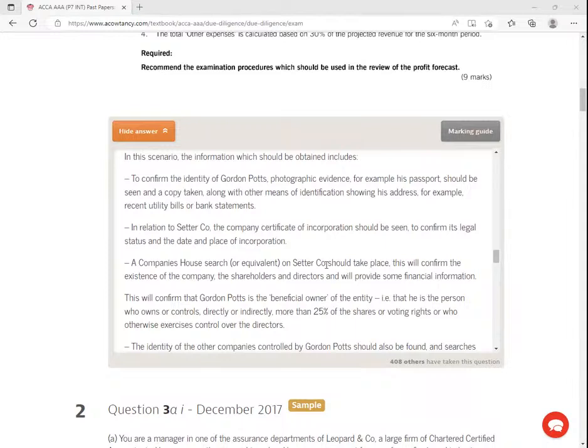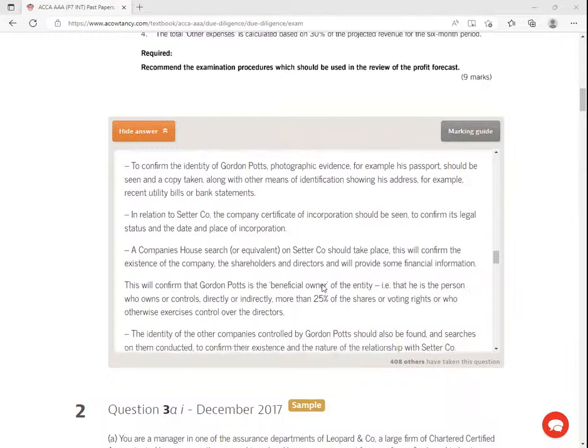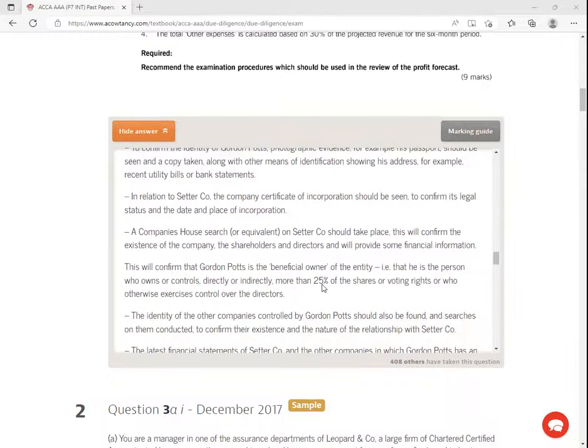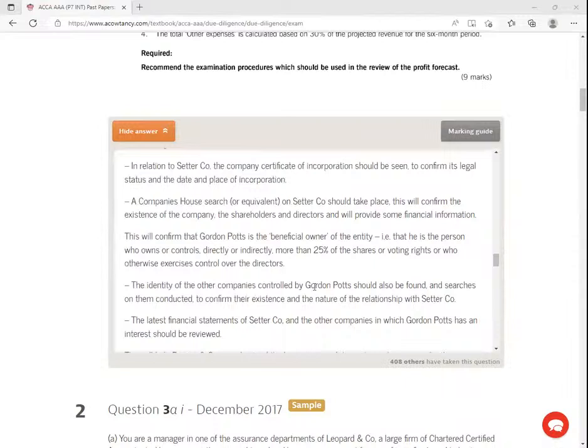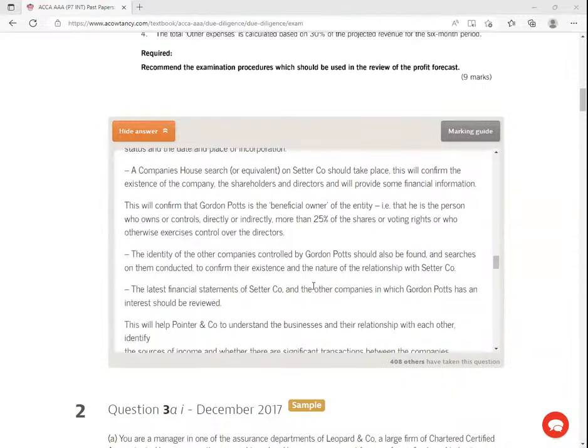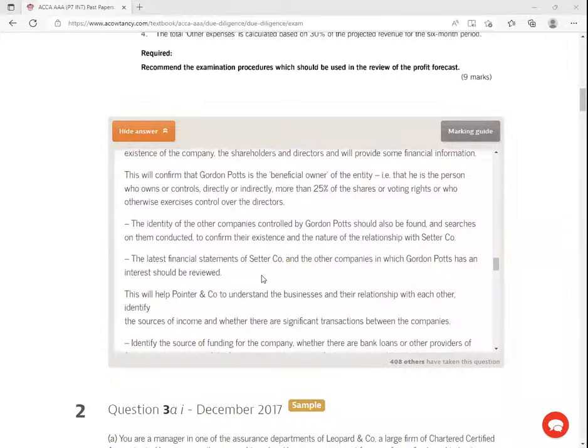This will confirm the existence of the company, the shareholders and directors, and will provide some financial information. This will confirm that Gordon Ports is the beneficial owner of the entity, i.e. that he is the person who owns or controls directly or indirectly more than 25% of the shares, etc. The identity of the other companies controlled by Gordon Ports should also be affirmed, and searches on them conducted to confirm their existence and the nature of the relationship with such a company.